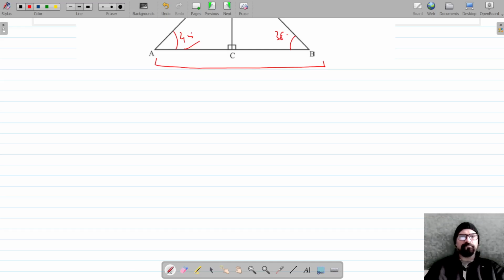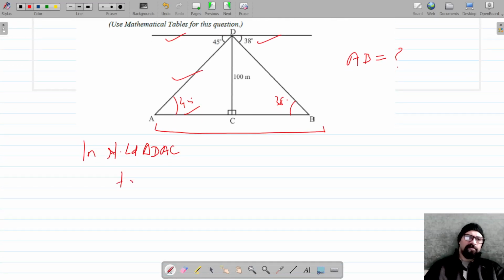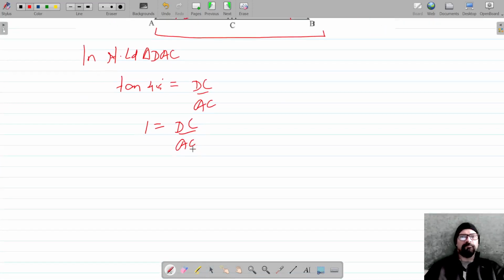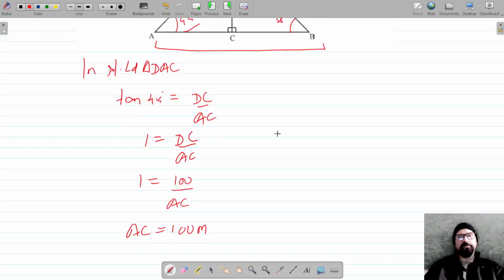So the first triangle is the right angle triangle BAC. It's tan 45. So tan 45 is equal to DC by AC. Now tan 45 is 1. So this is DC by AC and DC is 100. So 1 is equal to 100 by AC, which gives me AC is equal to 100 meters.